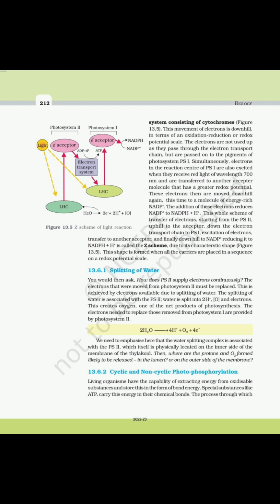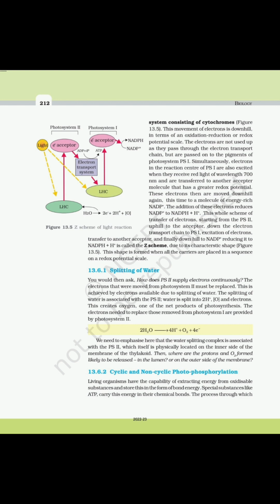Water is split into H plus, O and electrons. This creates oxygen, one of the net products of photosynthesis. The electrons needed to replace those removed from photosystem I are provided by photosystem 2. 2H2O makes 4H+ plus O2 plus 4e-.